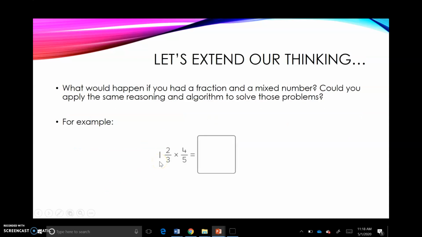So let's extend our thinking and build upon what we had talked about last time. But what would happen if you had a fraction and a mixed number? Could you apply the same reasoning in the algorithm to solve these problems? So for example, if we had 1 2/3 times 4/5, could we use the same reasoning of changing 1 2/3 to an improper fraction, leaving 4/5 the way that it is, and multiplying and then simplifying?